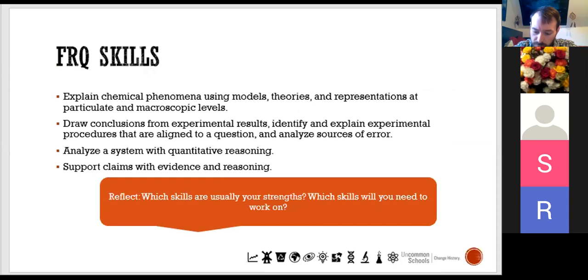So FRQ skills: explain chemical phenomena using models, theories, and representations as particulate and macroscopic levels. Draw conclusions from experimental results. Identify and explain experimental procedures that are aligned to a question and analyze sources of error. Analyze a system with quantitative reasoning. Support claims with evidence and reasoning.